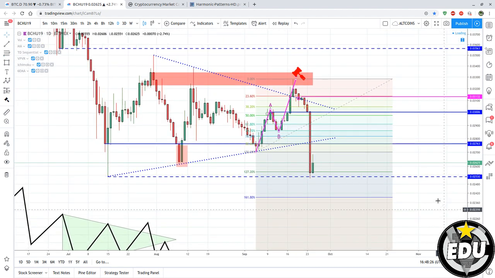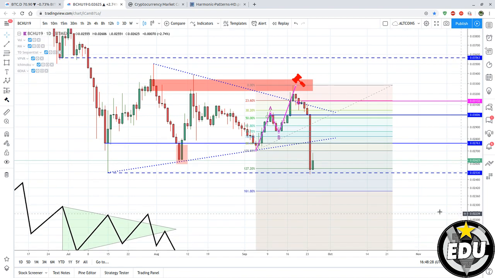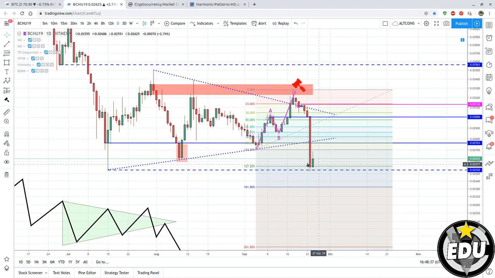Okay, well, doesn't look bad. Doesn't look bad. I mean, yes, we have the dump, but we may recover. So if you guys see anything good in the lower time frame, you can long. BCH.